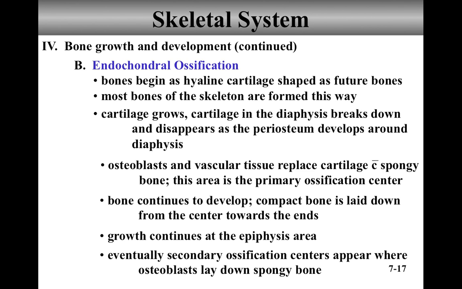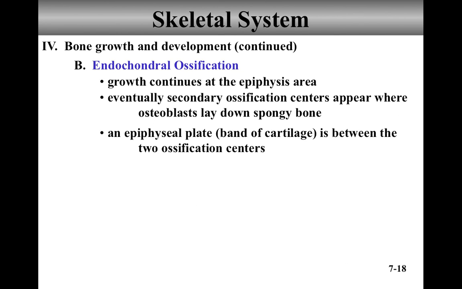Eventually, our secondary ossification centers appear, and our osteoblasts lay down spongy bone, and by the time it's all done, we have the end product of a radius or a femur or whatever we were growing. So growth continues in the epiphysis.